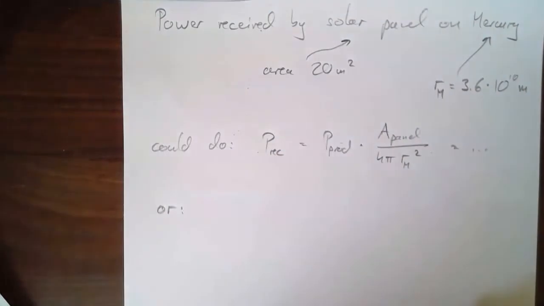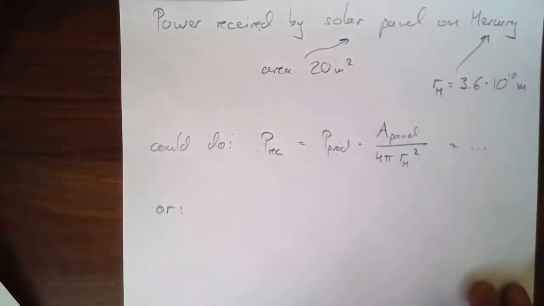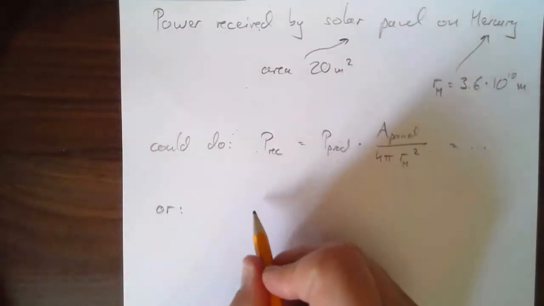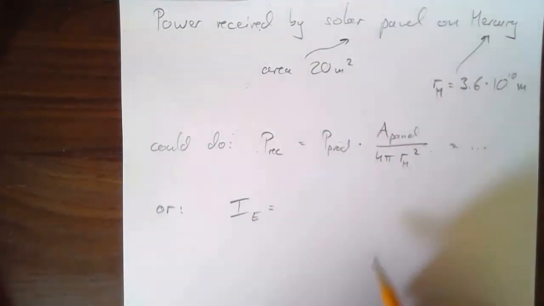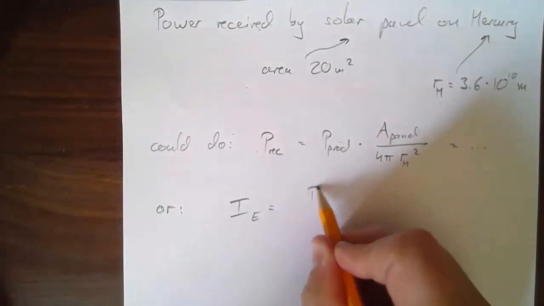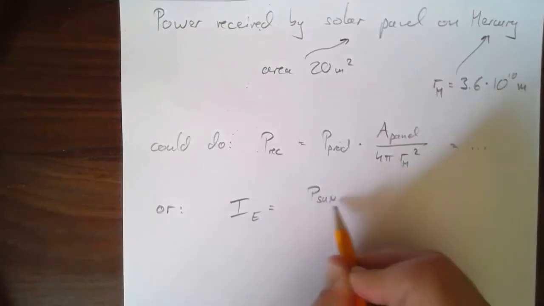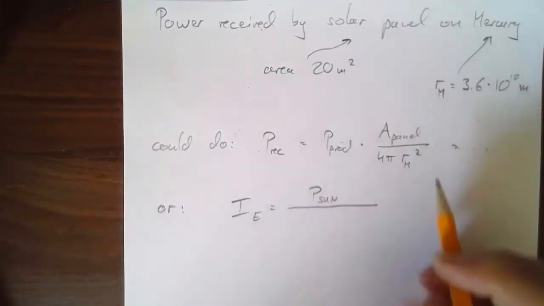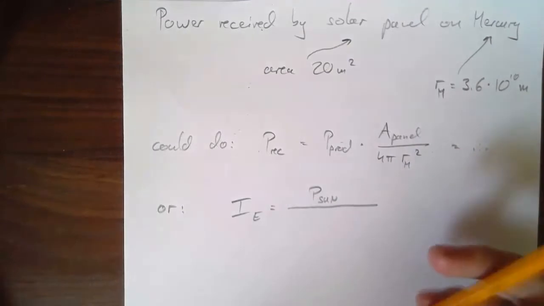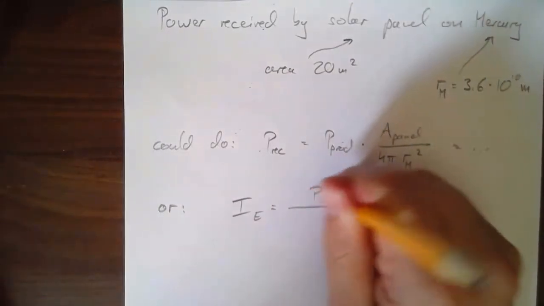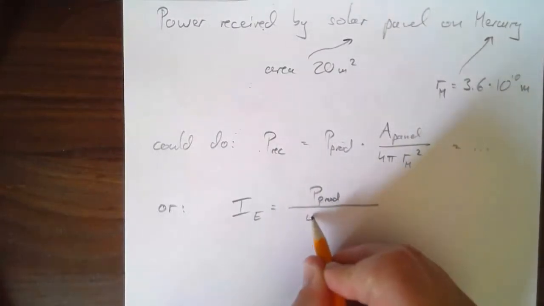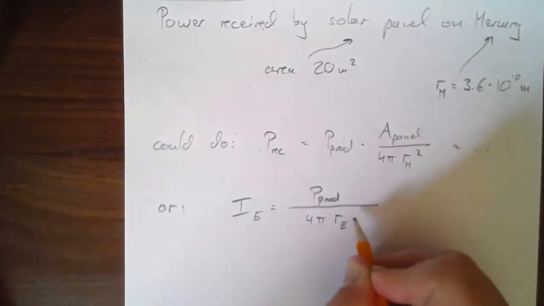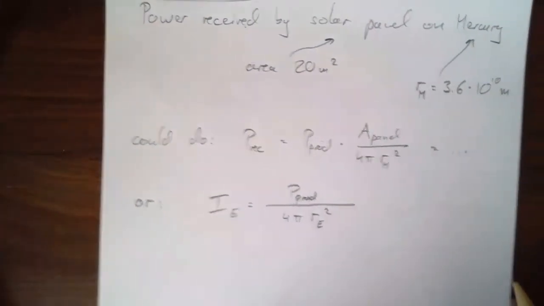Or we could do it the following way. Imagine we hadn't found the power output of the Sun. Maybe we never cared about it. So just observe the following. I_Earth is equal to the power produced by the Sun, divided by 4 pi r_Earth squared. r_Earth is 150 million kilometers.